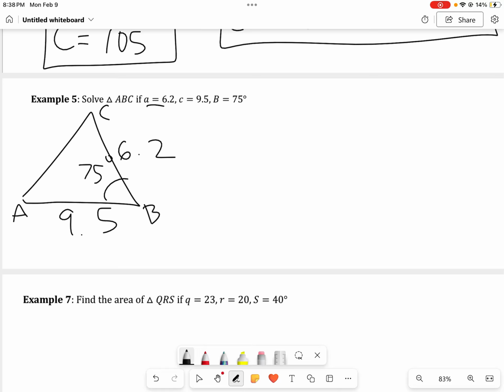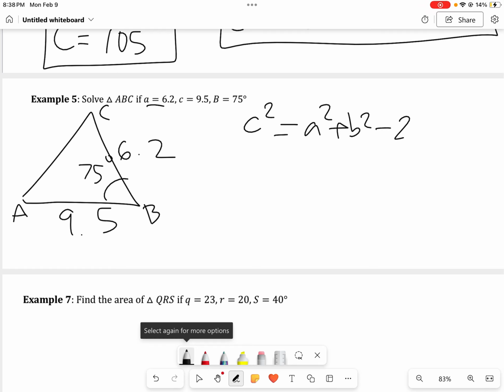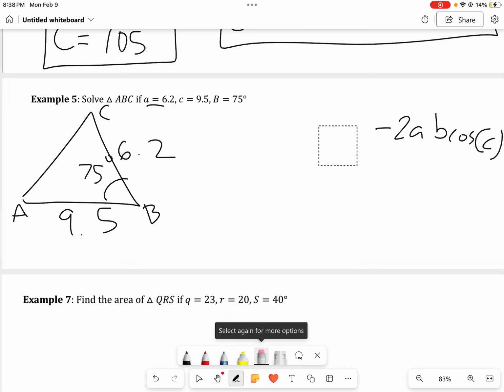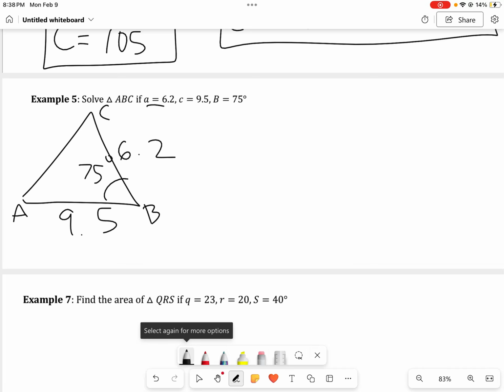So if we use our brains, we know that we have a side, we have an angle, and we have another side. SAS, that obviously means we'll be using the law of cosines, right? And if you don't know the law of cosines, it is C squared is A squared plus B squared minus 2AB cos of angle C. So in case you don't know that, it's going to be there.